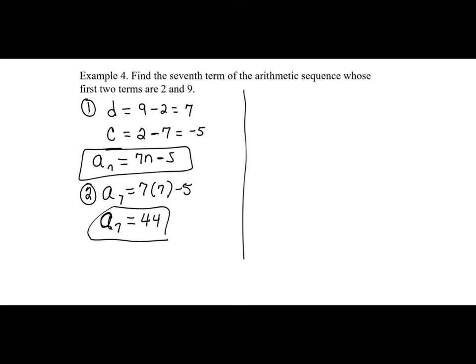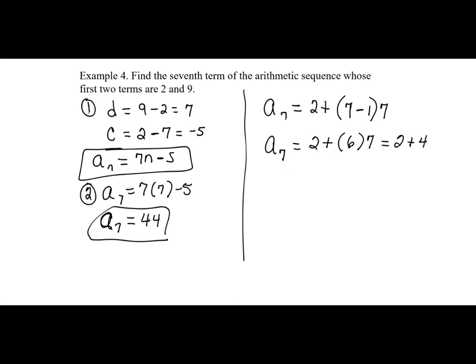But the second way has us using the formula that they provided on the previous slide, where we can take a sub 7 and set it equal to our first term, which is 2, plus n minus 1, so our n is 7, minus 1 times the common difference, which is 7. So when I do this, I get a sub 7 is equal to 2 plus 6 times 7, which we know is 2 plus 42, and we get a sub 7 is equal to 44. So we get the same exact answer, and yes, it's less work, but I feel like the first one is really not that much work.